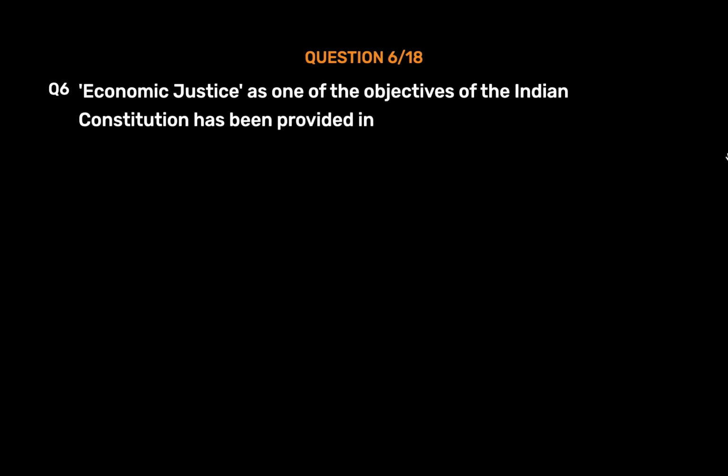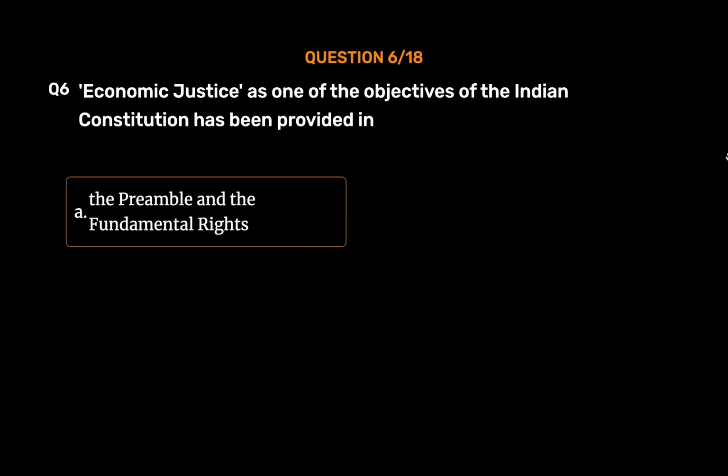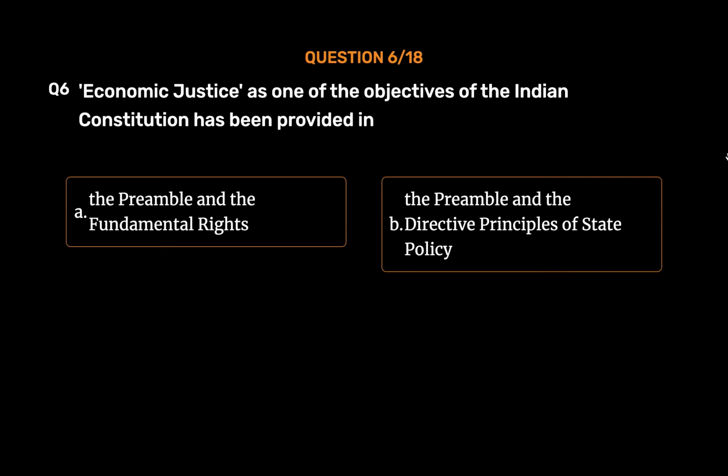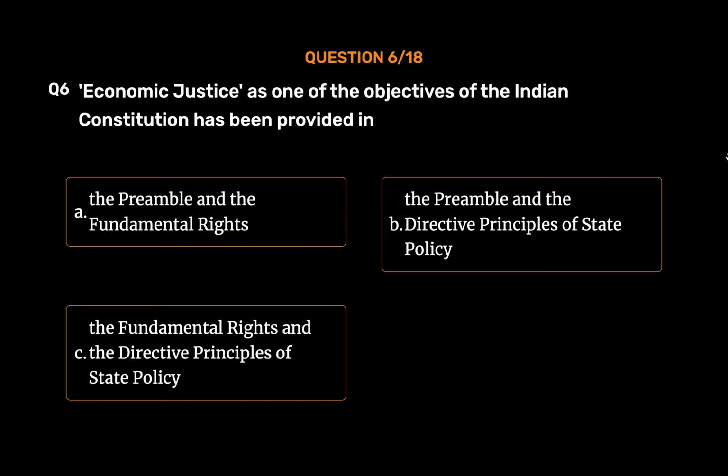Question number 6. Economic justice as one of the objectives of the Indian Constitution has been provided in Option A. The Preamble and the Fundamental Rights. Option B. The Preamble and the Directive Principles of State Policy. Option C. The Fundamental Rights and the Directive Principles of State Policy. Option D. None of them.